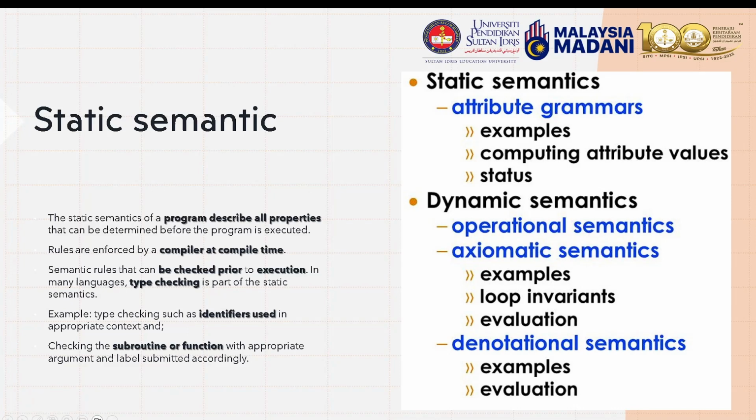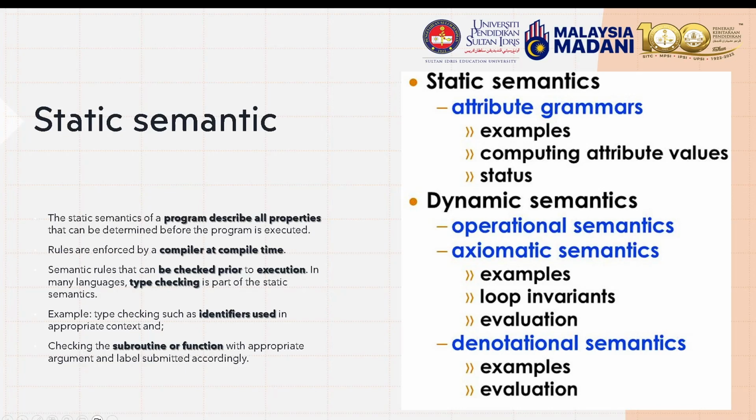This one is static semantic. Static semantic is basically rules enforced by the compiler at compile time. They are implemented in the semantic analysis phase of the compiler. Context-free grammar is not powerful enough to describe certain rules. For example, we have type checking, such as identifiers used in appropriate context, and checking that a subroutine or function is called with appropriate arguments and labels. This one is for static semantics. We can see here attribute grammars, dynamic semantic, operational, axiomatic, and denotational semantics.